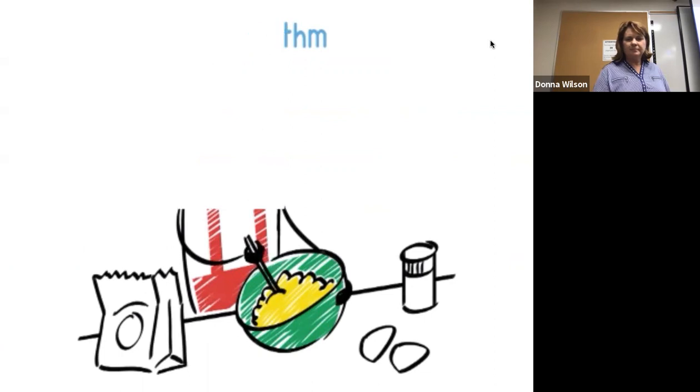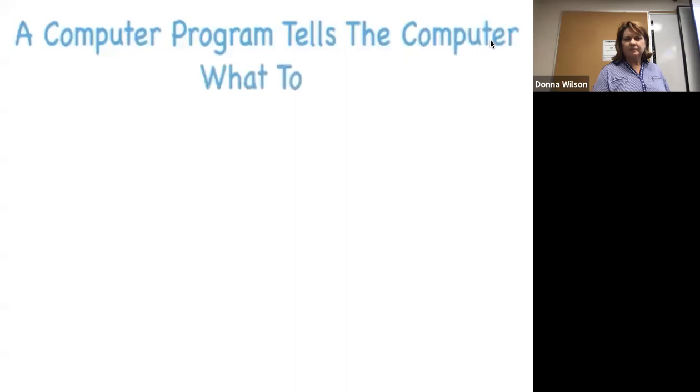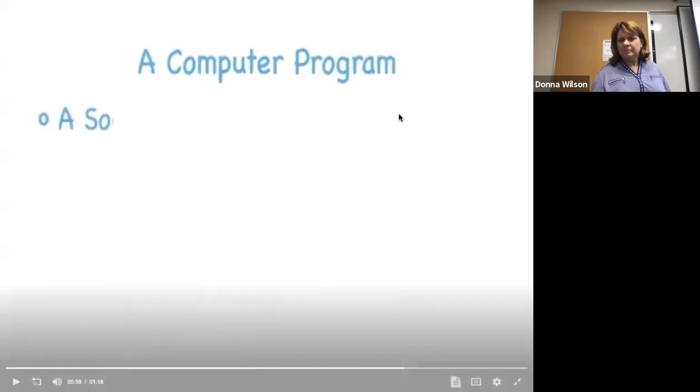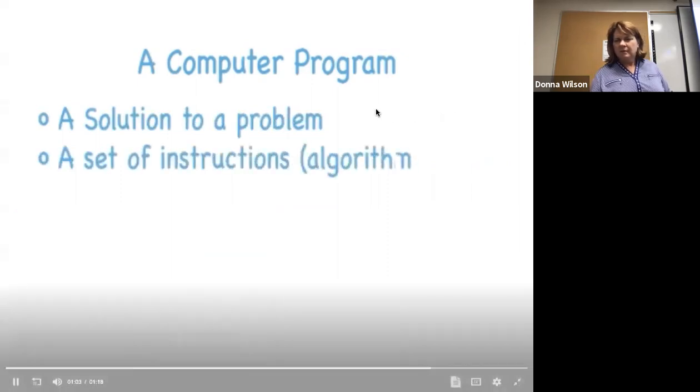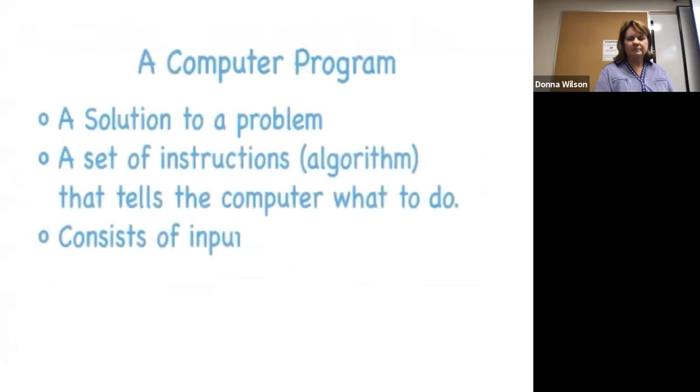Just like the algorithm for making a cake, a computer program is a list of instructions that tells the computer what to do. A computer program is a solution to a problem, which consists of a set of instructions, an algorithm, that tells the computer what to do. A computer program consists of input, processing, and output.